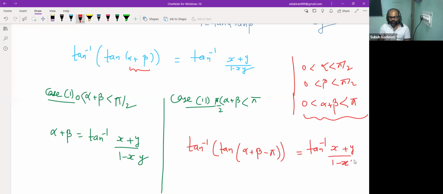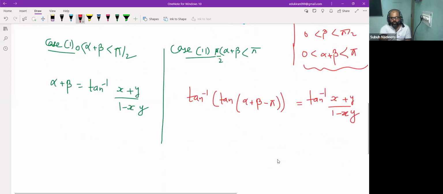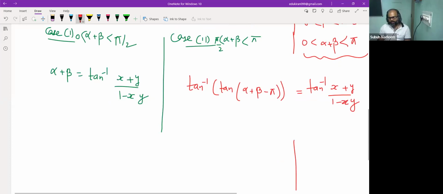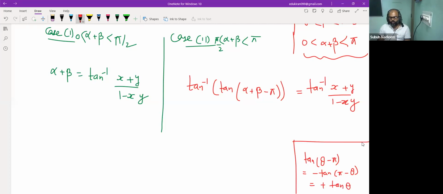This we can do because tan of theta minus pi is tan theta. You can remember this; we used to do it like this. If there is tan of theta minus pi, which means the minus sign is taken common and comes outside. So minus tan of pi minus theta, and tan of pi minus theta is minus tan theta. So this will be plus tan theta. So using this concept, we can write it like this.